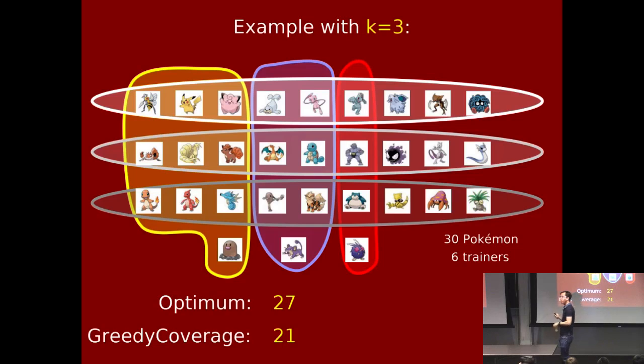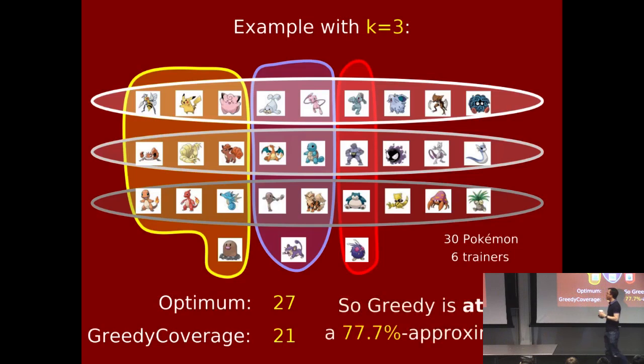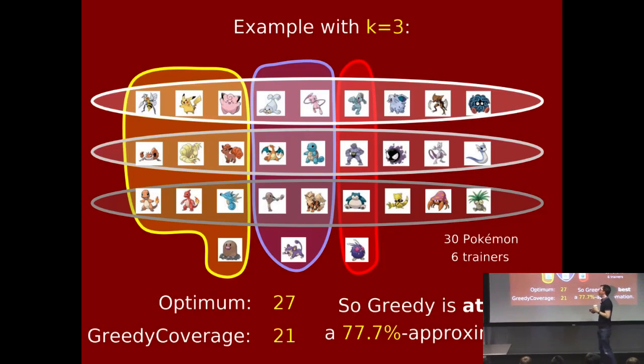OK, so Greedy was not so awesome there. And you could say Greedy is at best a 77.7 repeating % approximation, because 21 is only 7/9 of 27. So again, we found a specific example where it doesn't do so well.